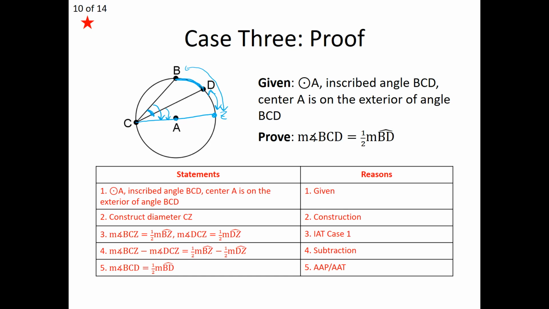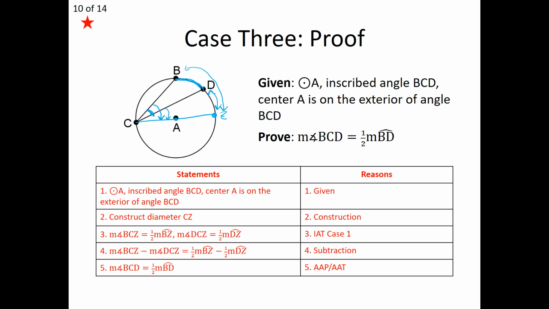Well, again, the measure of angle BCZ, which is the entire angle, equals half the measure of that entire arc, measure of arc BZ. The measure of angle DCZ is half the measure of that arc DZ. That's, again, inscribed angle theorem case 1. Thus, if we want the part of the whole, we can take away the other part. So we're actually doing subtraction here. We're taking equals away from equals, and that's going to give us equal remainders. And that's what we want.